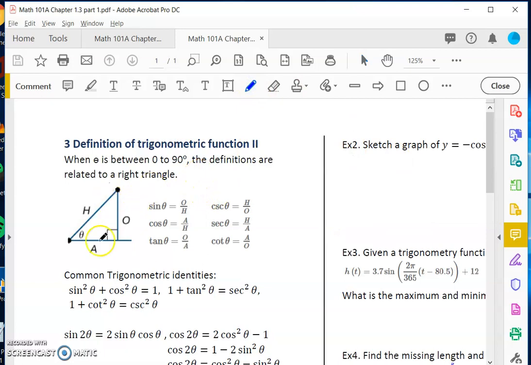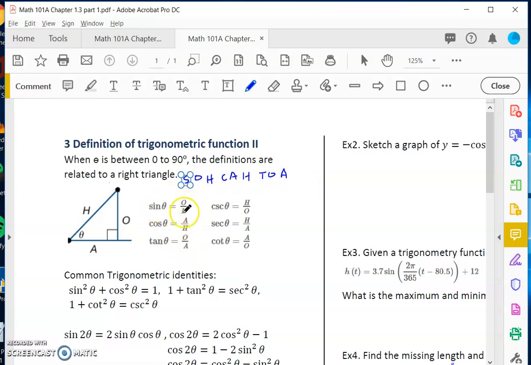We would say if the angle is here in the right triangle, the side that's opposite to the angle is called the opposite. The side adjacent to it is adjacent, and then the hypotenuse is h. So SOHCAHTOA. You write this out, it would tell you how it is defined.